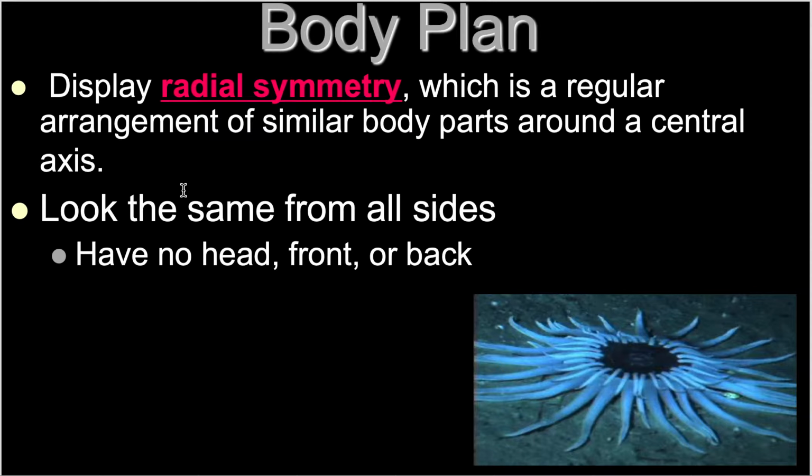For their body plan, they have radial symmetry, which is a regular arrangement of similar body parts around a central axis. So if you were to go top down or bottom up and cut it like a pizza, it's going to be the same. They don't technically have a front or a back side. They do have a top and a bottom side that's different.